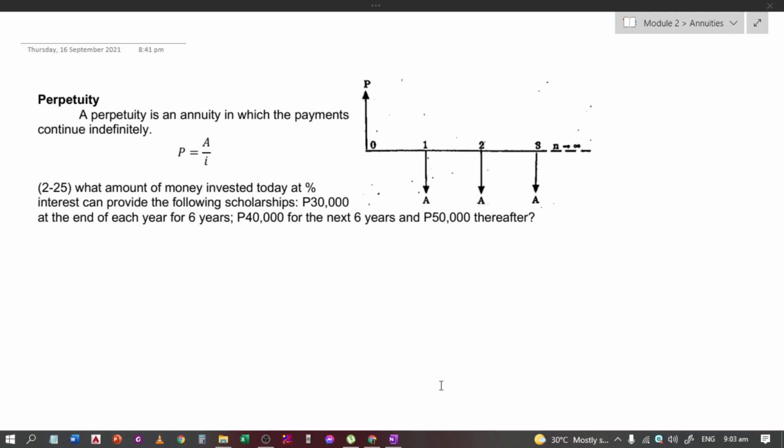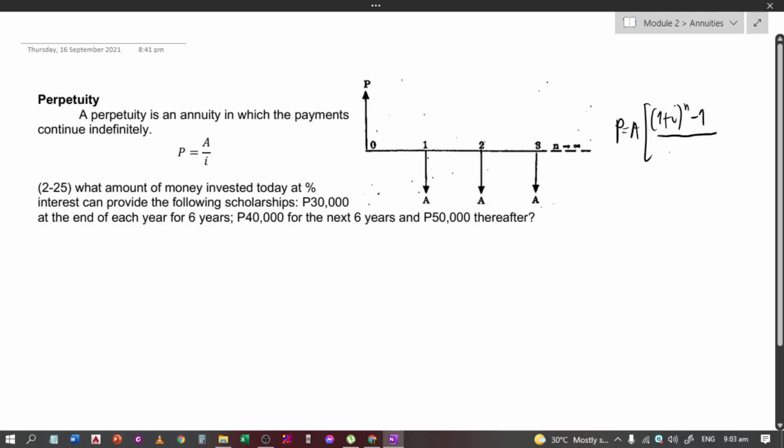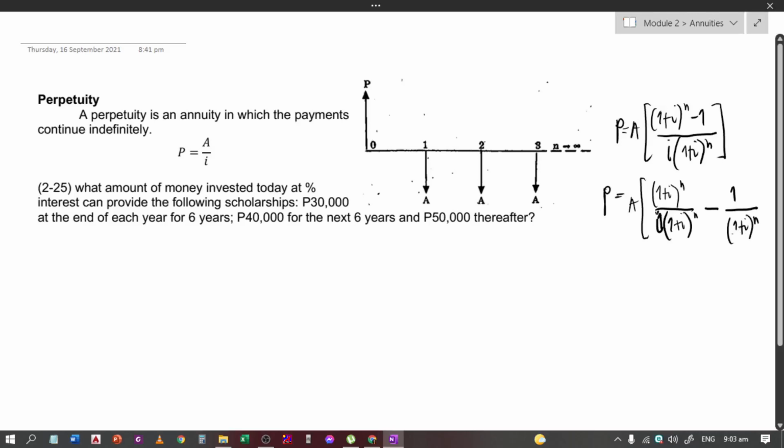Ayan, so to get the value of P, so dun sa nauna nating diniscuss, hindi ba? Ayan. So, di ba P is equal to A times 1 plus I raised to n minus 1 over I times 1 plus I raised to n. So, ngayon kapag ihiwalayin ko lang to, so P is equal to A times 1 over I minus 1 over 1 plus I raised to n.